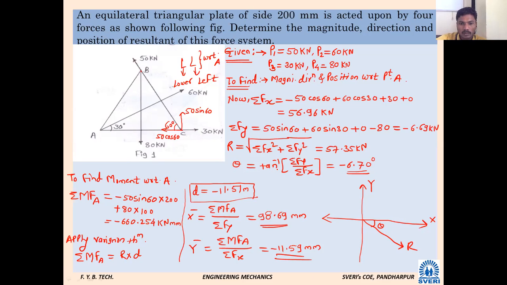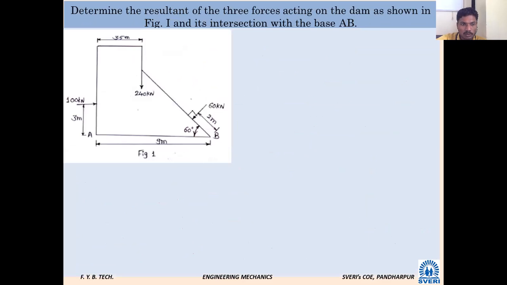Yes, sir. Next problem. Who will take the opportunity to read this? Grab the opportunity, don't wait for it. Determine the resultant of the three forces acting on the dam as shown in the figure and its intersection with the base AB. Okay, very good. Thank you.